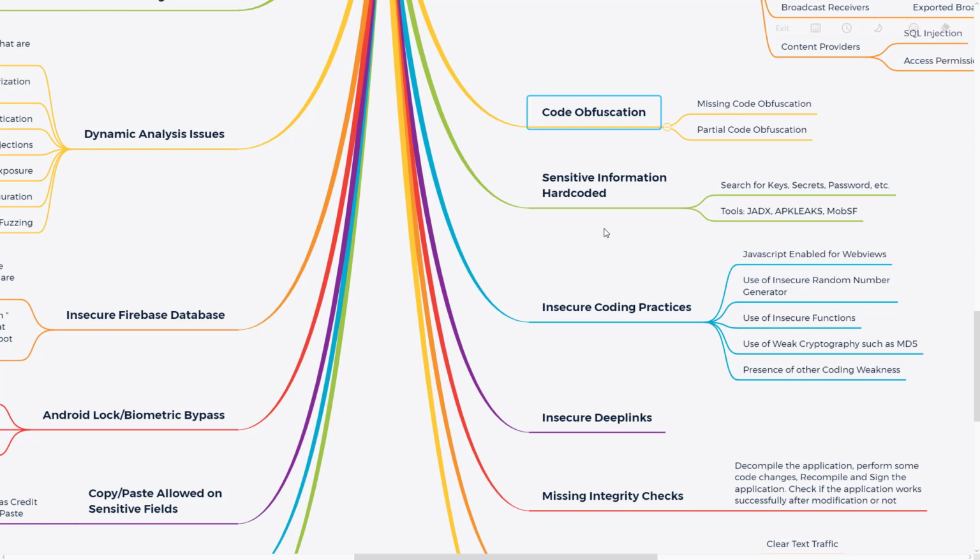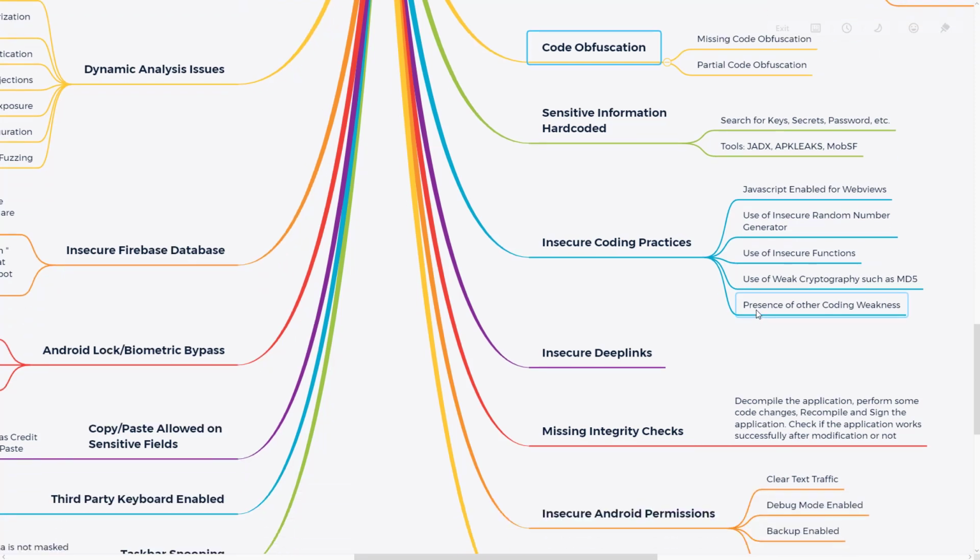You can check for such codes, or else they might put some internal IPs to communicate with the app, for example for developer backdoor activity. So you can find such sensitive information, and you can also check for insecure coding practices like JavaScript enabled, insecure random number generators, and insecure functions using weak cryptography. You can check for such things in a static analysis.